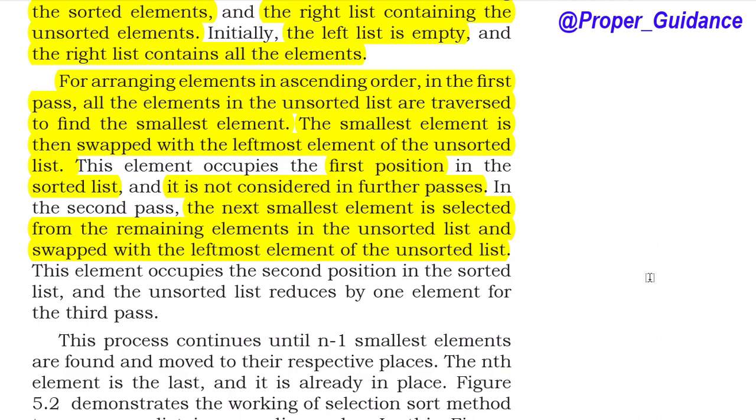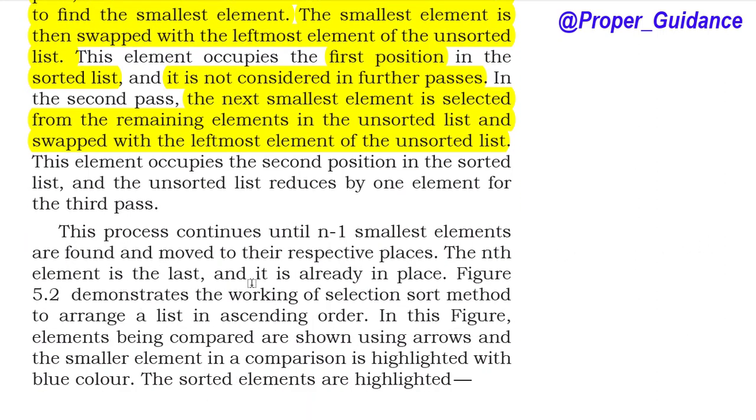It will be fixed in the first position of the remaining list, and this is the second position of the given list, that is index number 1. From 0 it starts: 0, 1, 2, 3 like this. So this is position number 1, index number 1. It will be fixed there, and these two elements will be fixed, and after that the remaining section continues the same mechanism. This process continues until n minus 1 smallest elements are found and moved to their respective places.